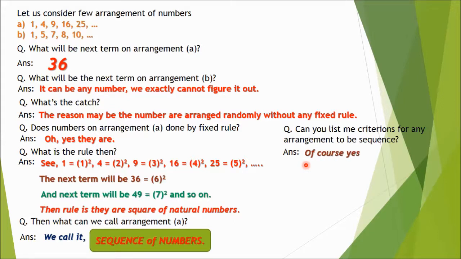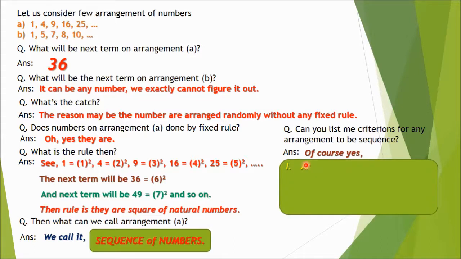Of course, yes, the criteria are: the arrangement must be done by a fixed rule, and the terms or members or elements, like 1, 4, 9, must be separated by commas. If they are separated by commas, and the arrangement is done on a fixed rule, then we can call this arrangement a sequence. Now I think it's clear what a sequence is.